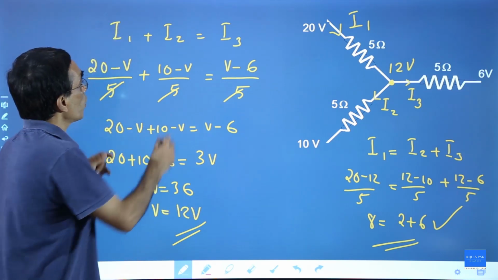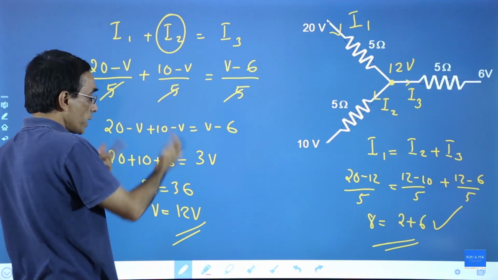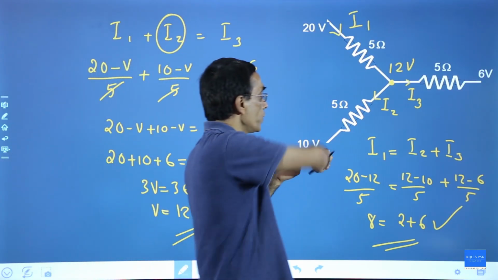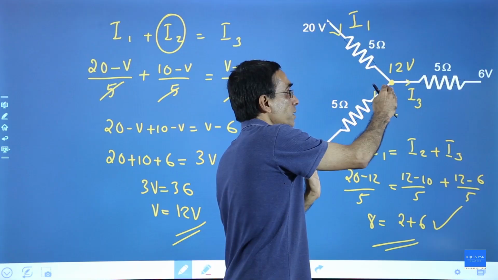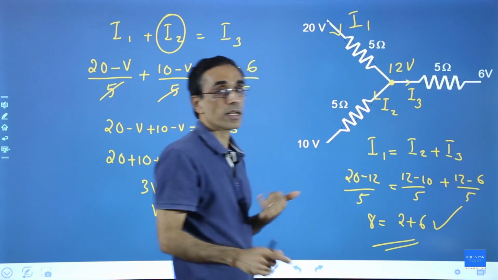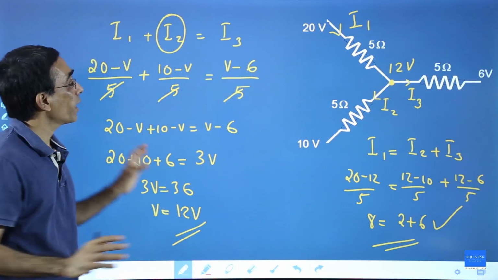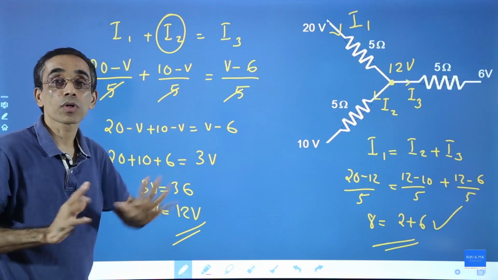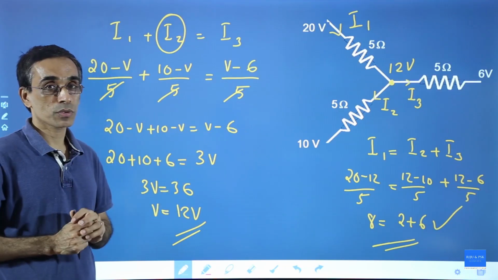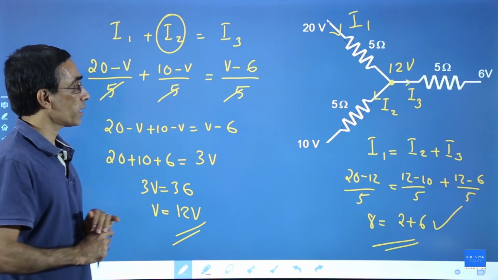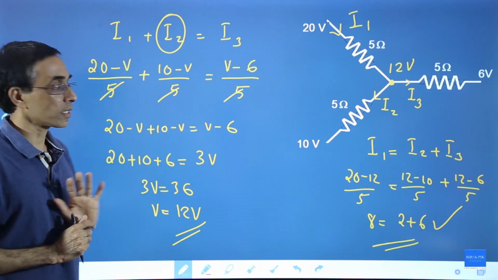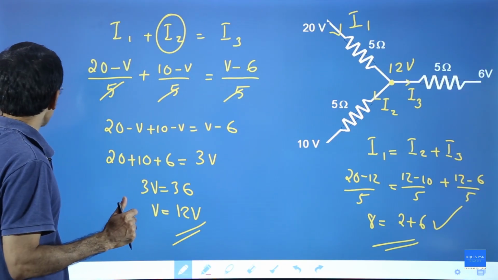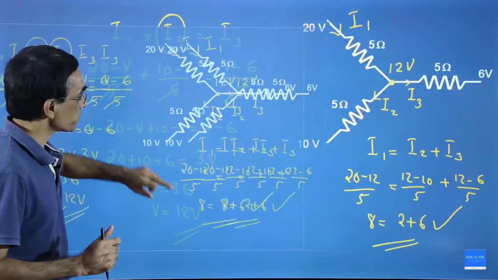Here one of these currents, I2, became a negative current. That means we assumed that it was flowing in that direction, but actually it flows in the opposite direction. But don't worry about that. However you assume, your answer is going to be correct. Your answer will correct you. So this is the answer: 12 volt is the potential at that center point. Fine. Now what?